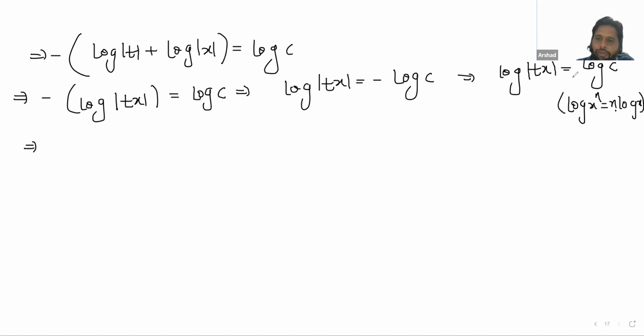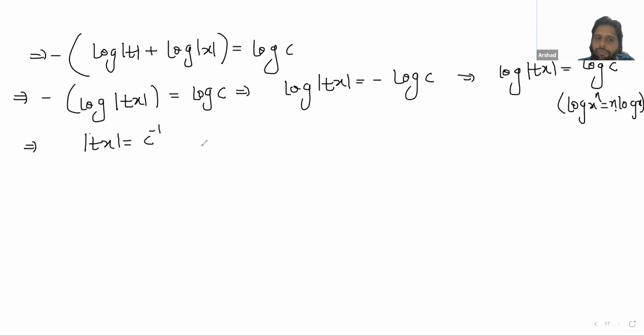This n can be shifted here. Now both sides you have a log, so you can remove this log now. And please remember, if you have a modulus here and we are removing it also, you can write like this: Tx is equal to C inverse.